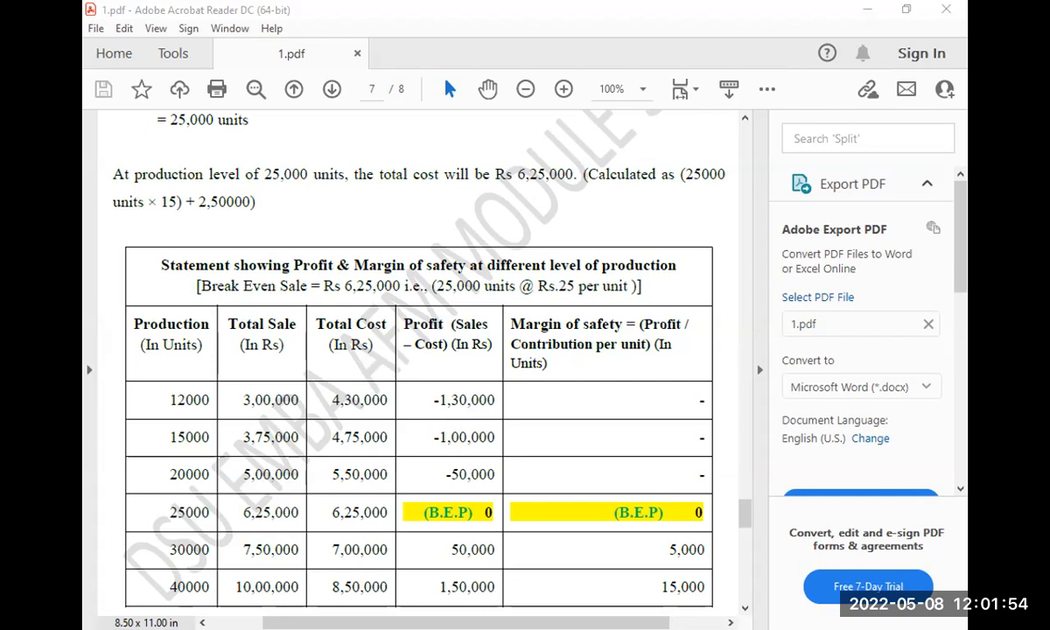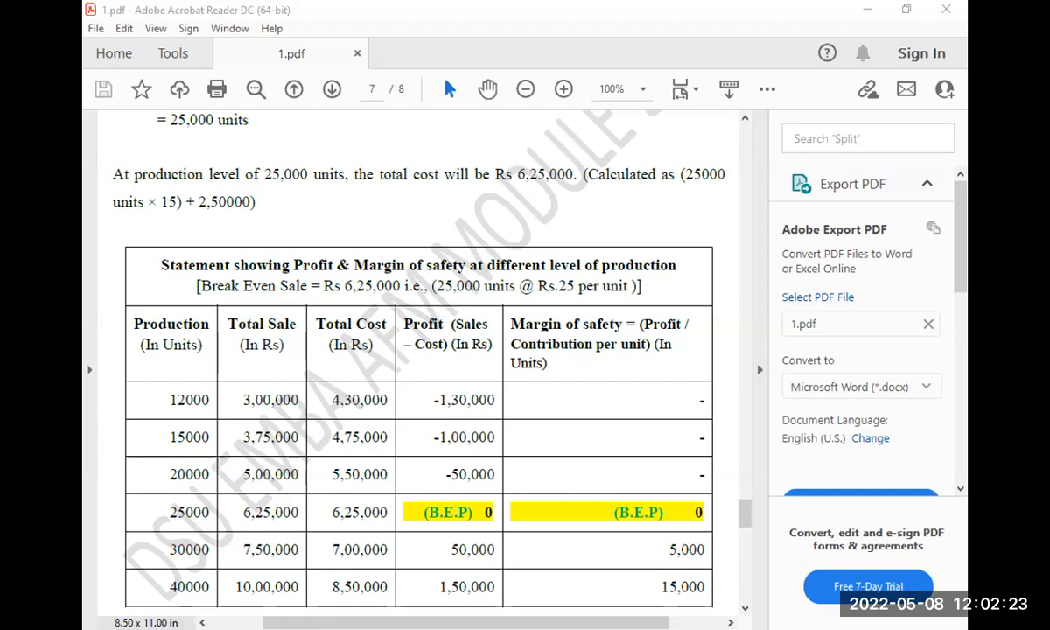Next line, profit needed. Profit needed is equal to how much? 10% on sales. That is equal to 10 by 100 into 20 rupees. 10 by 100 into 20.